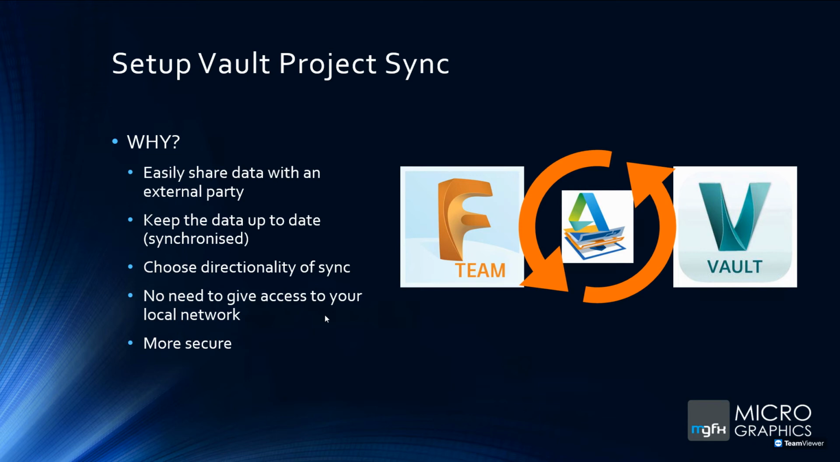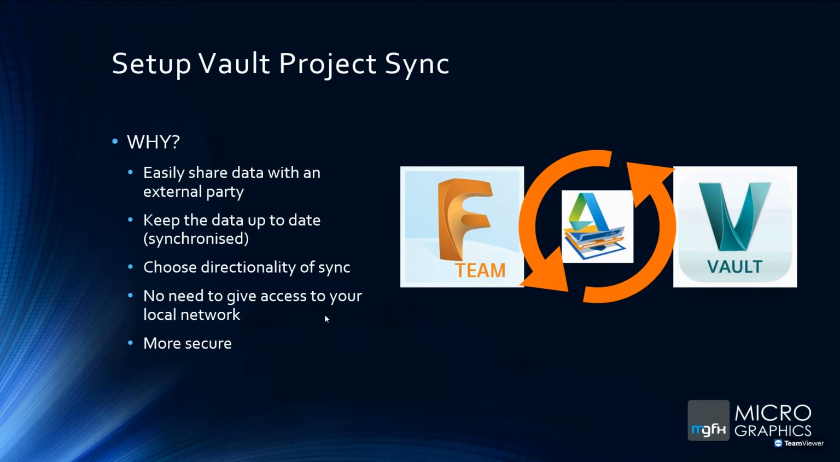This synchronization allows all the data to be kept up to date. It keeps it synchronized. We will have a look in the setup of this, how to set it up and how to actually set up a schedule. How often does this information get synchronized between Fusion Teams and Vault itself? And we can also choose the directionality of the synchronization. If I work for company A and I hire somebody, I pay somebody to machine parts for me, I want to supply them with parts, but I don't want them to be able to change those parts and update my record keeping of my data for those parts.